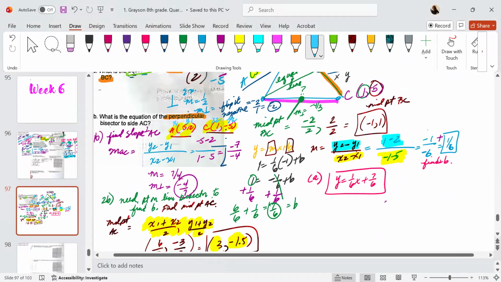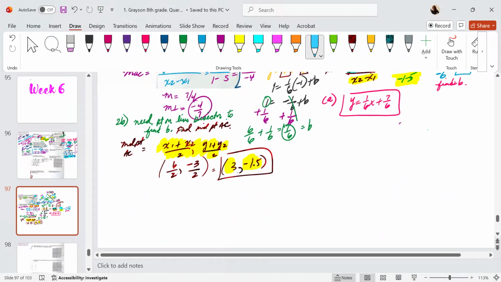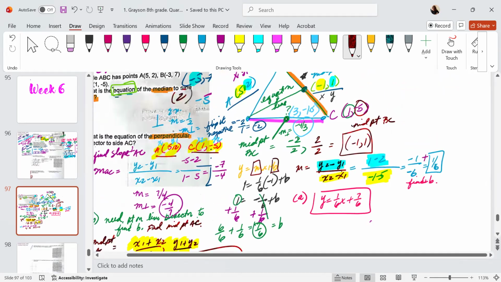Now that I know that this point right here is 3 and -1.5, and I have the slope, which is -4/3, right? I can find B for this equation. Do you see that? Okay. Your job is to find B for y equals mx plus b, right? You already have the slope that was perpendicular was what now? And then you have the point, midpoint, correct? And that midpoint is a point on this line.